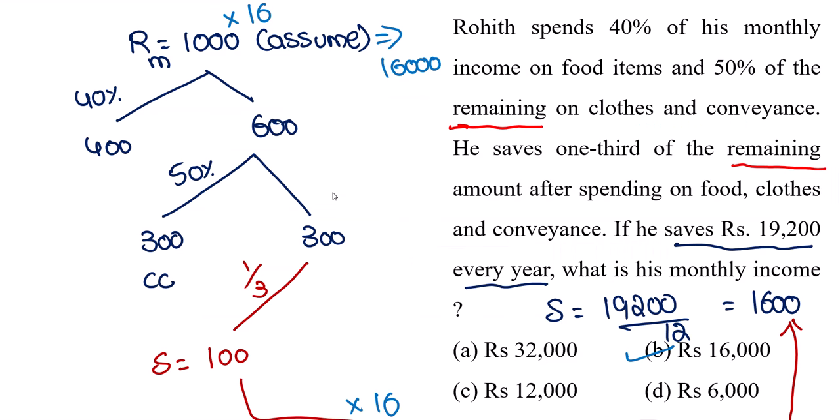Rohit spent 40% of his monthly income. So if it is 1,000, then 600 is what remains. Now 50% of 600 is 300 on clothes and conveyance, then he saves one third of the remaining amount after spending on all this. So saving is 100, but as per the question, saving per month is 1600. We need a connection, so multiplied by 16. So monthly income is also multiplied by 16.